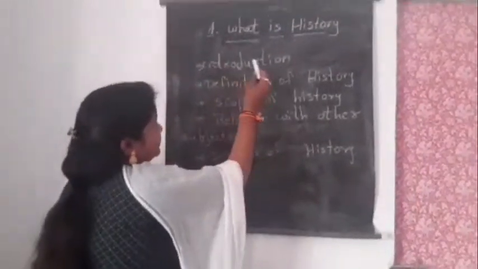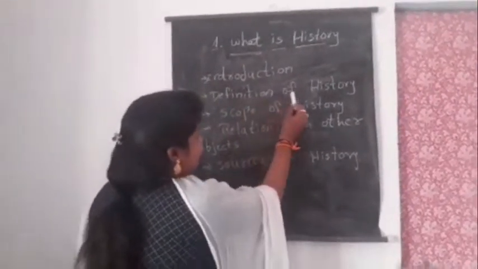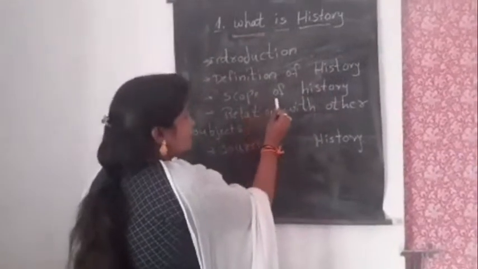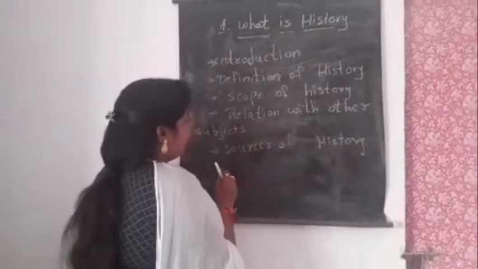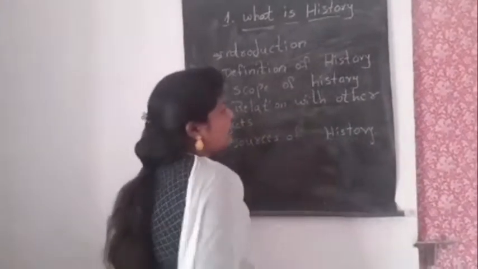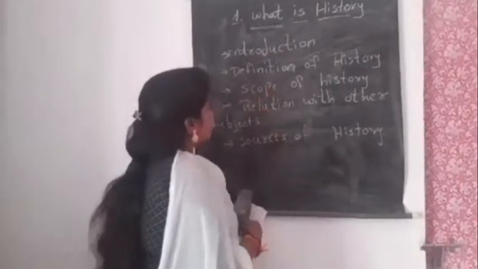What is the first one? Introduction. And second one is definition of history. Third one, scope of history. Fourth one, relation with other subjects. And fifth one, sources of history. So my dears, now we are discussing the first part, introduction.